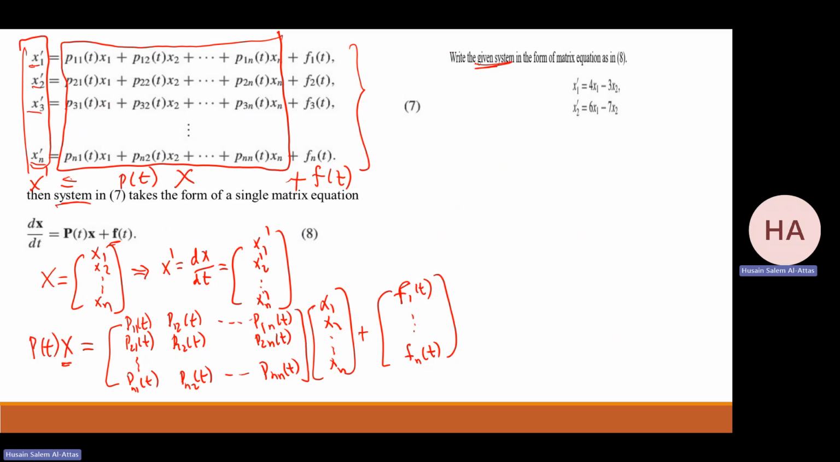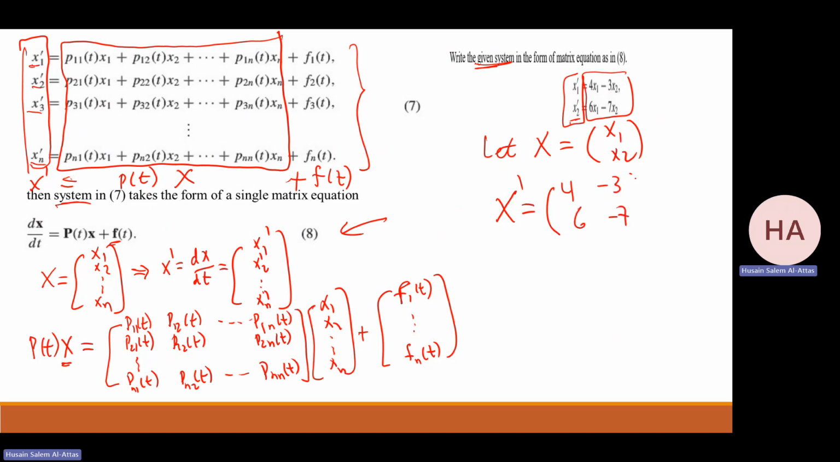So you said write the given system in the form of this matrix expression. That will be what? I let capital X be x1, x2. That side will be x prime. And this side will be what? 4, minus 3, 6, minus 7, times x1, x2, which is 4, minus 3, 6, minus 7, times x. So I have x prime equal to this. That will be the format.